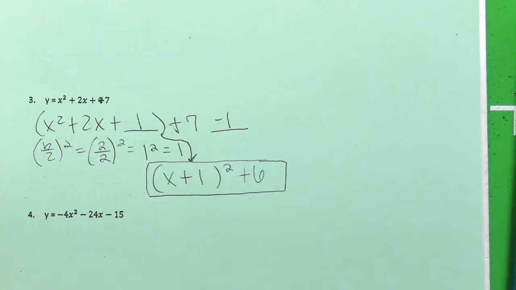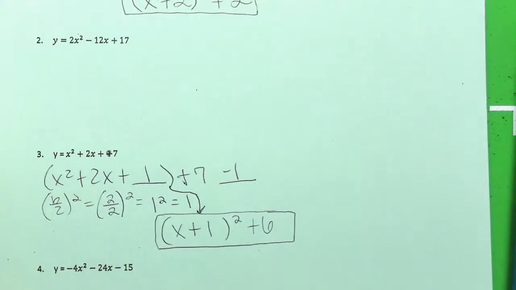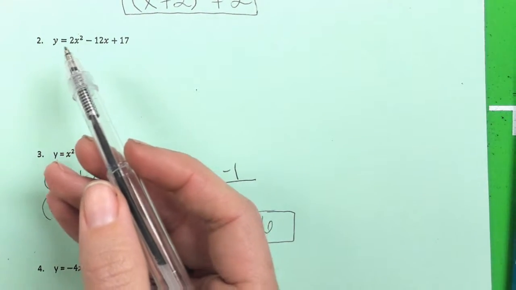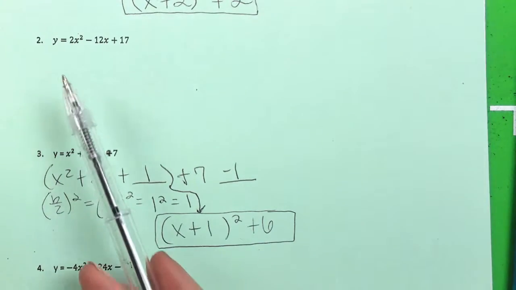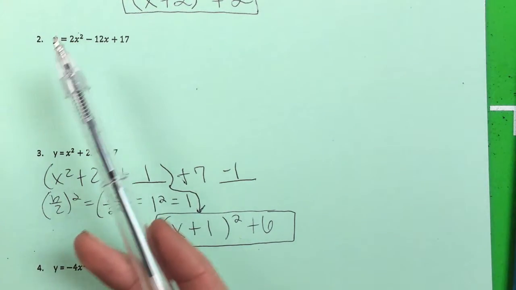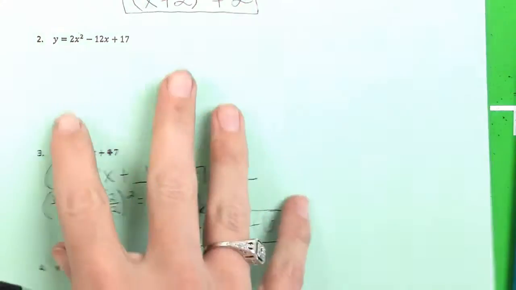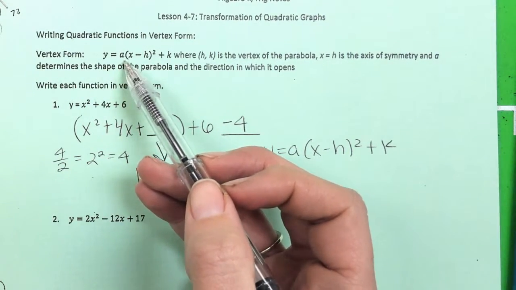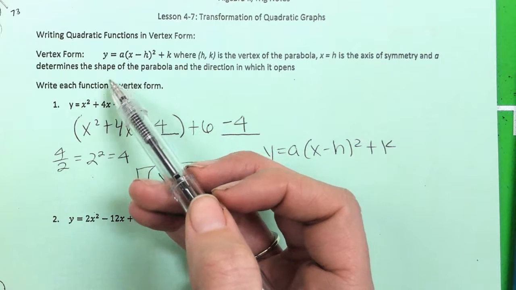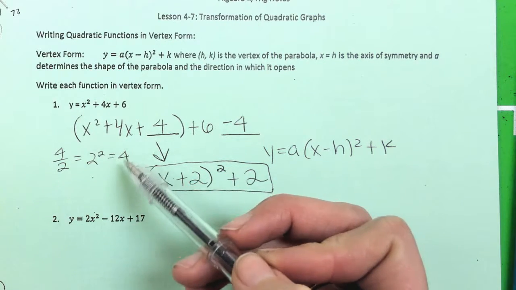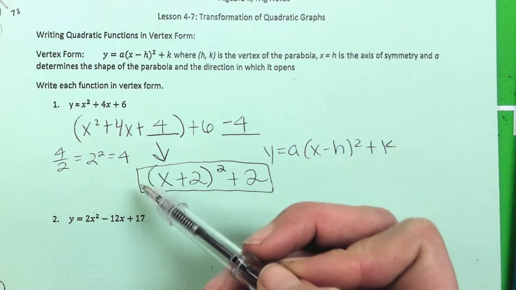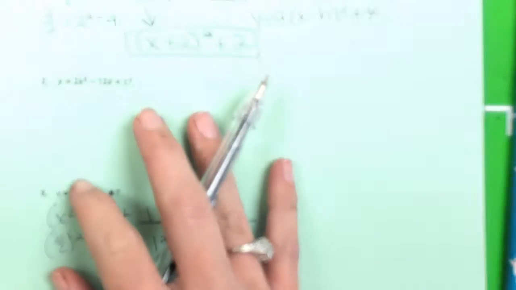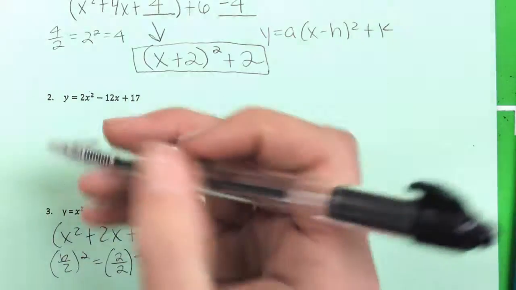Okay, so now let's look at numbers 2 and 4. The only difference between 1 and 3 is that, of course, this one has a 2 out front. So in completing the square, first we'd have to bring out 2 or divide by 2. Well, in vertex form, we're going to keep our a on the outside of the perfect square binomial. So in this case, our a was 1. So even though we didn't put a 1 on the outside, we know it's there.